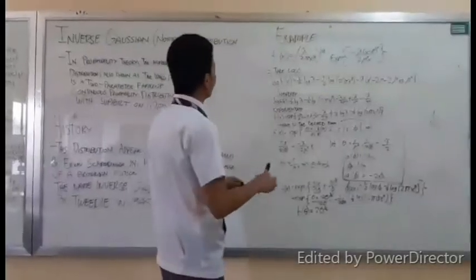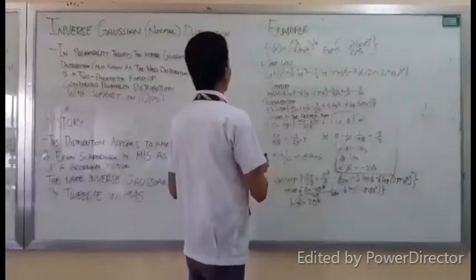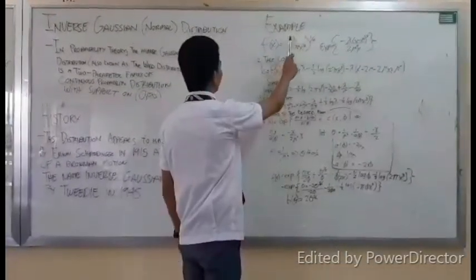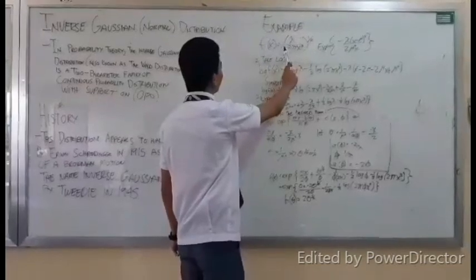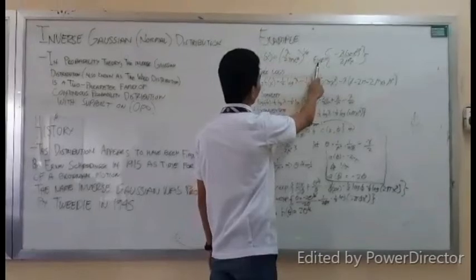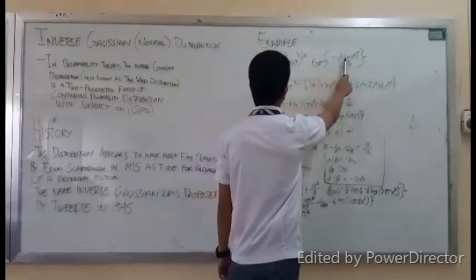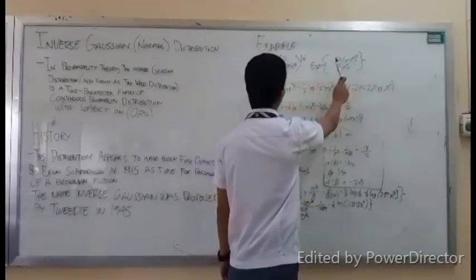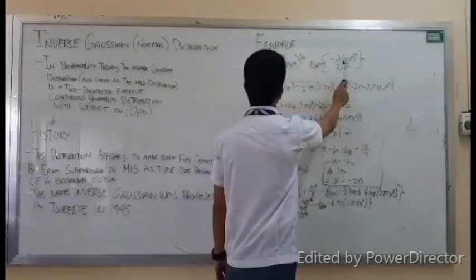So we have an example here, and it's f(x) is the square root of lambda over 2 pi x cubed, times exponential of negative lambda (x minus mu) squared over 2 mu squared x.